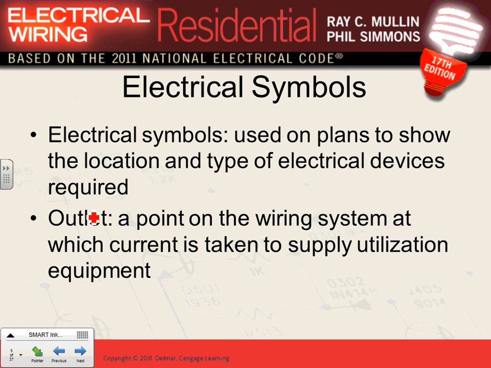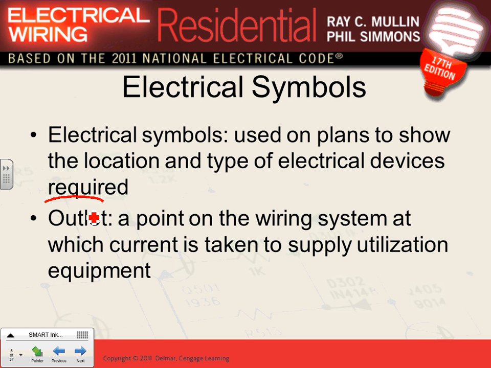Because we don't want to write encyclopedias. When we need a receptacle, we throw a receptacle. So we throw a couple of symbols on our plan, and these symbols will make what we call our electrical power system, or our electrical lighting system, or our low voltage system, which is fire alarm, security, phone, and data. So we'll talk a lot about symbols and devices.